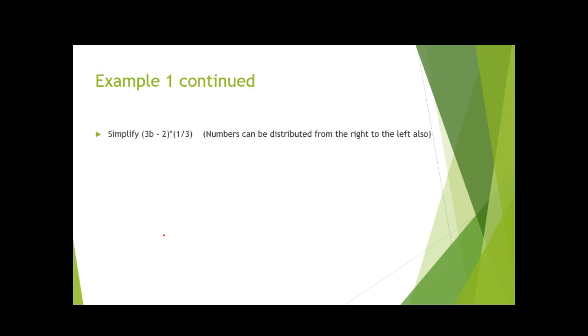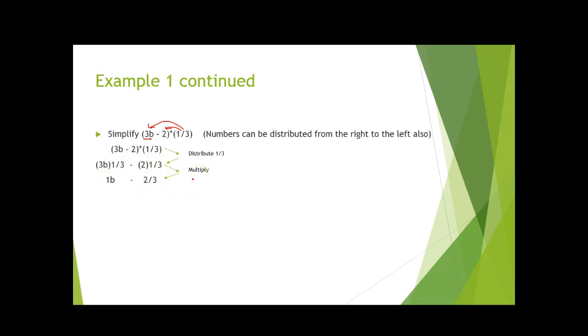So let's simplify 3b minus 2 times the 1/3. Numbers can be distributed from the right as well. Notice this is the binomial because it has 2 terms and this one has 1. So we're going to take that 1/3 and distribute it to the 3b and the 2. The term that started with 3b is still going to be 3b in the front, times 1/3, and then the 2 is going to be second, times 1/3. We multiply those out. 3b times 1/3 is 1b. 2 times 1/3 is 2/3.